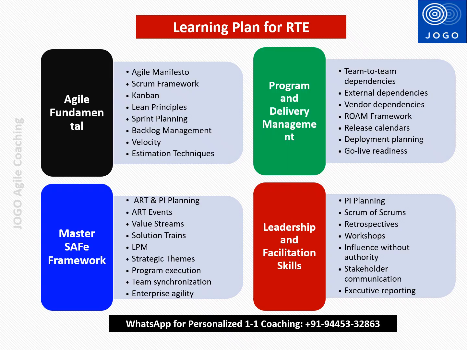The third one is program and delivery management. You should know how to manage team-to-team dependencies, external dependencies, and vendor dependency, how you can manage risk with the ROAM framework, how to prepare the release calendar, how to do the deployment planning, and what are the things you need to do to get ready for the go live. So all those things related to program and delivery management, you should be familiar with and you should understand how to apply these concepts as well. This is the third learning roadmap for RTE.